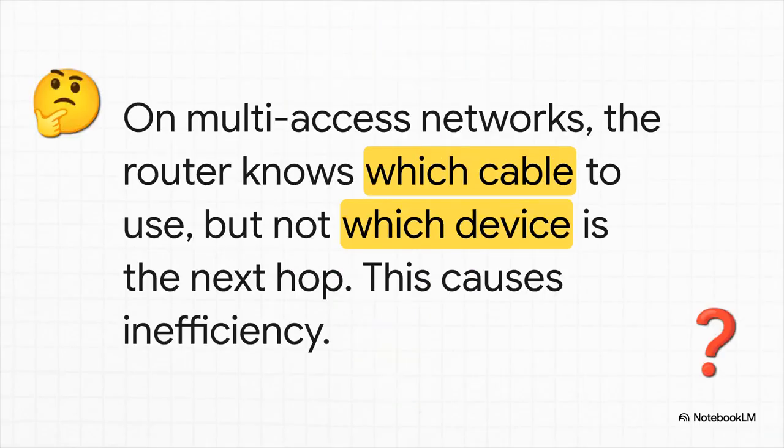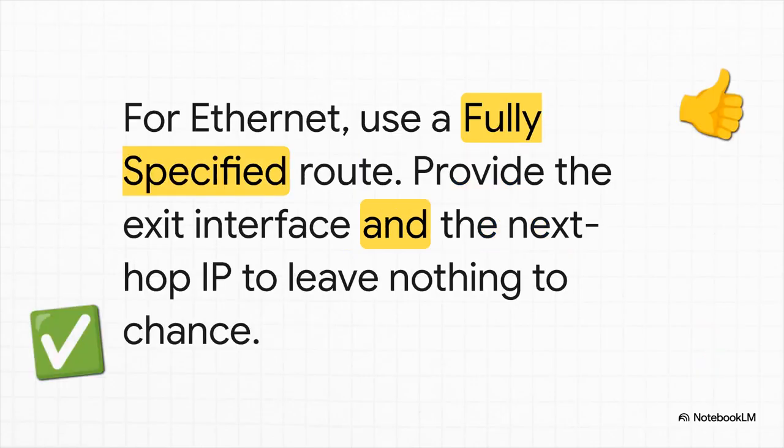Okay, so here's the deal. Imagine you're on a regular Ethernet network, the kind with maybe dozens of different devices all connected. If you just tell your router, hey, send this packet out of the gigabit Ethernet 0/1 port, the router's kind of left scratching its head. It knows which cable to use, sure, but it has no idea which device on that cable is the right next hop. So what does it do? It has to scream out an ARP request to figure it out, and that's just inefficient. It's extra work. The solution?